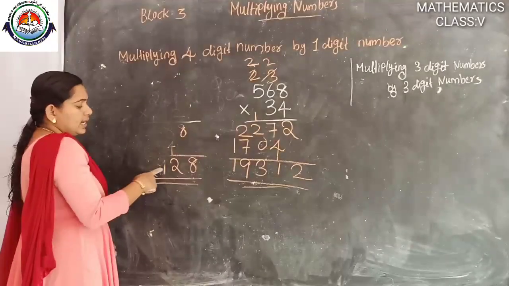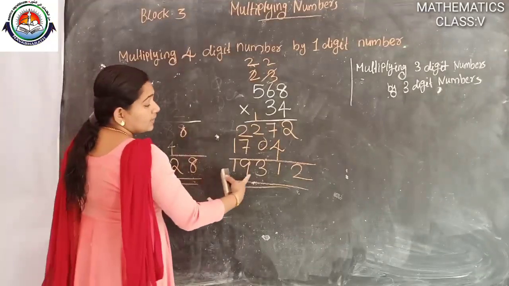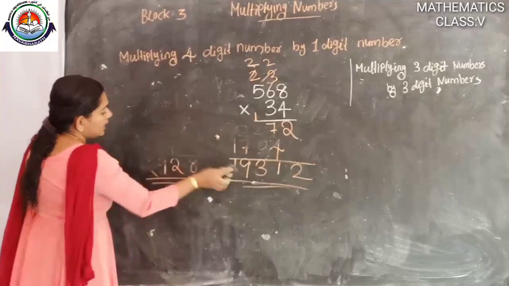Here 2,928 and here 19,312. It's your answer.